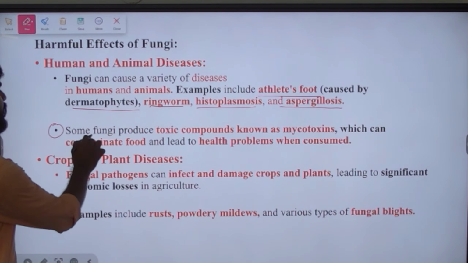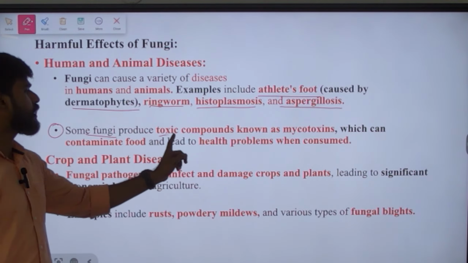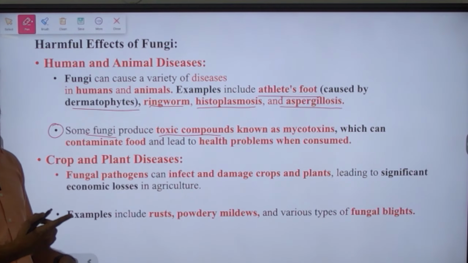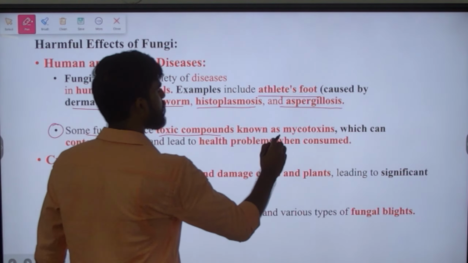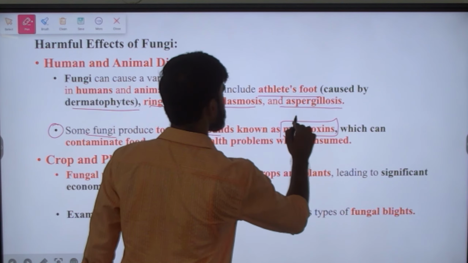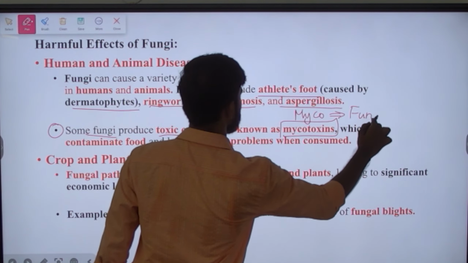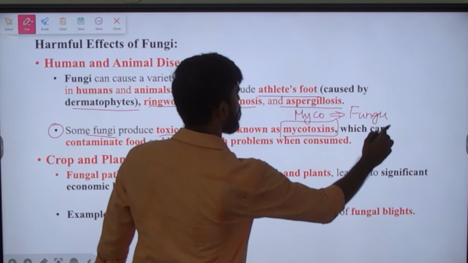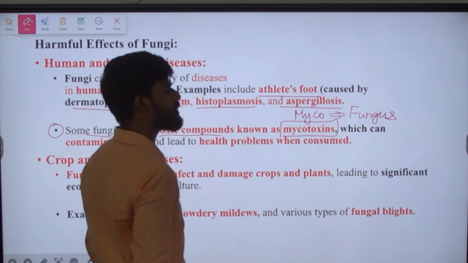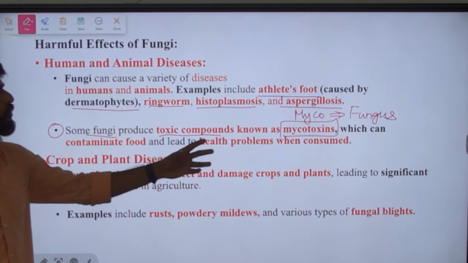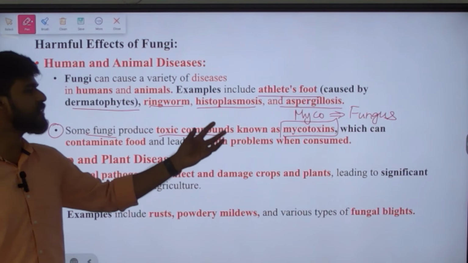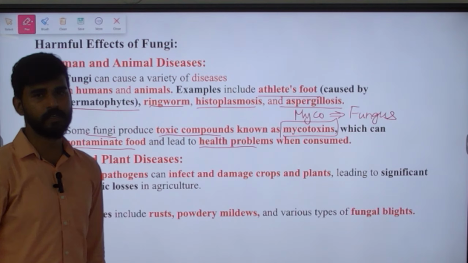And there are certain fungi which release toxic compounds known as mycotoxin. So wherever you see the term myco, then it is related to fungus. So we also saw mycology, right? Mycology is study of fungi. So similarly, mycotoxin means toxins released by fungus, and when these toxins are contaminated in food, then it may lead to health problems when consumed.